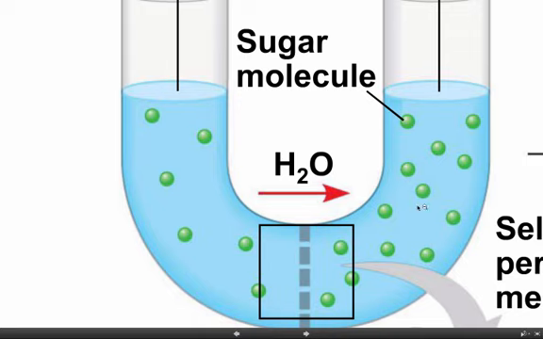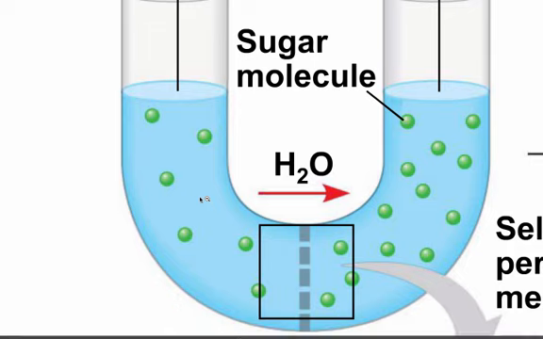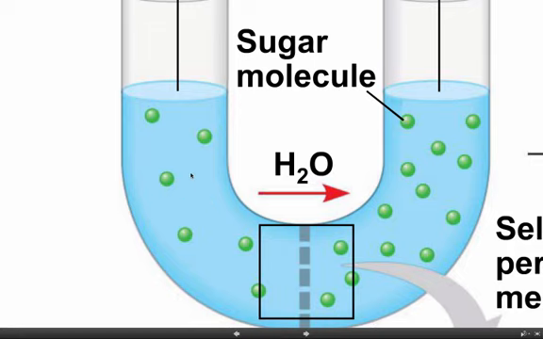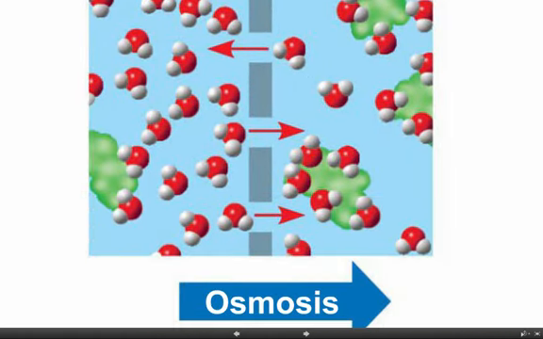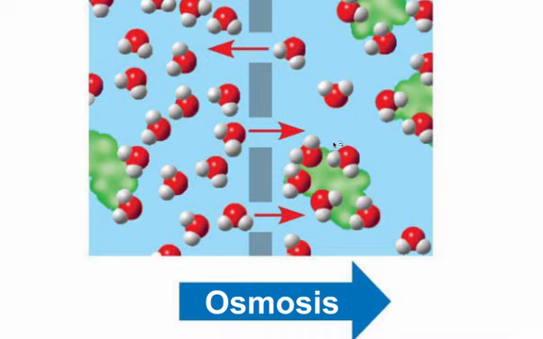But what we can consider is that if there's a high concentration of sugar in this volume, there's actually a lower concentration of water. There are fewer water molecules per volume on this side than there are on the other side. So the water molecules, which can move through this membrane, are going to move to equalize the concentration. They're going to move from where there's more water molecules to where there are fewer water molecules. That passive movement of water down its concentration gradient is called osmosis.